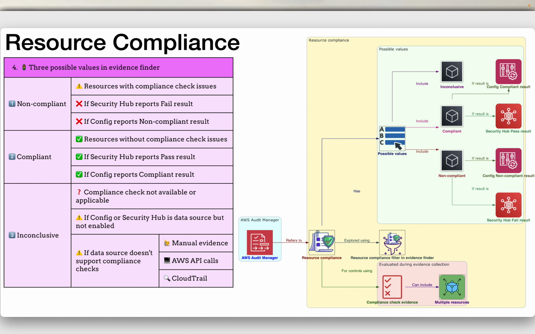And lastly, we have inconclusive. This refers to resources for which a compliance check is not available or applicable. This happens if AWS Config or Security Hub is the underlying data source type, but those services are not enabled. This also happens if the underlying data source type does not support compliance checks such as, for example, manual evidence, AWS API calls, or CloudTrail.